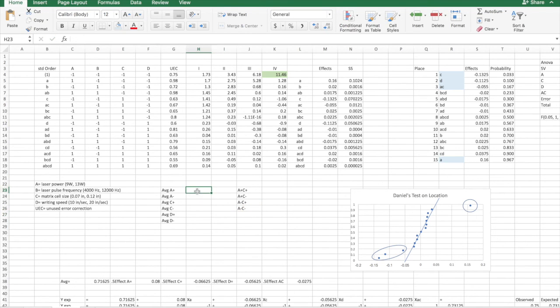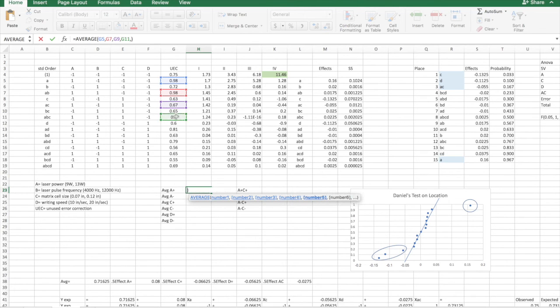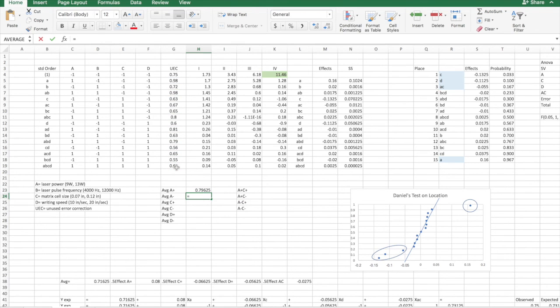So with this, we obtain the average of A when it's high, which means skip one, select one, skip one, select one, skip one, select one. And the average when A is low, which is select one, skip one, select one, skip one.